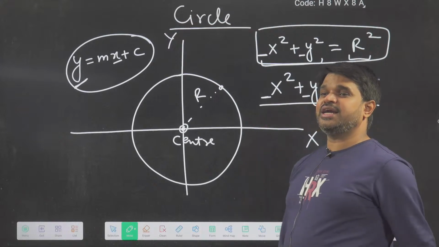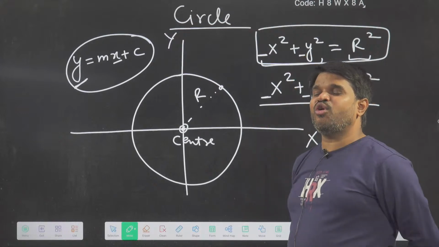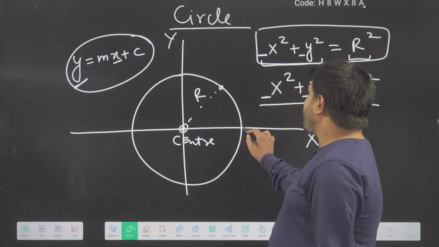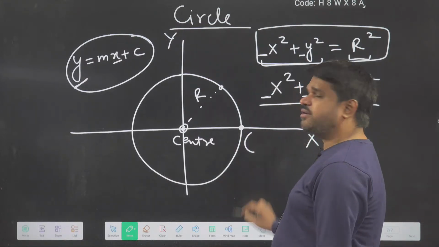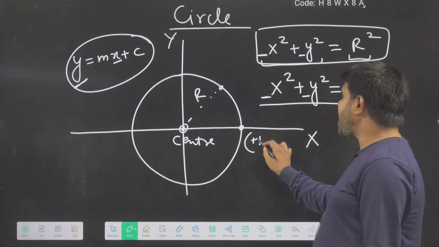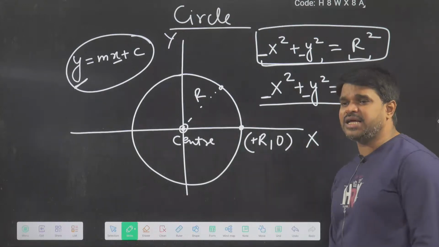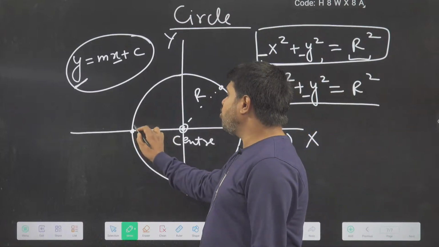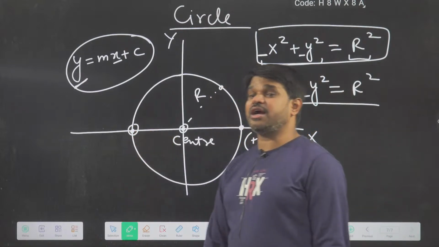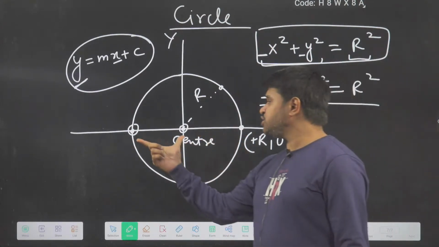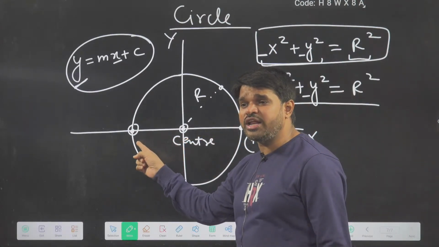Now let's take an example. I am asking for 4 points. Everyone has to tell me those 4 points. What is the coordinate of this point? I am telling you: its coordinate is plus r comma 0. Who will tell me the coordinate of this point? This is radius r, and this is also radius r. Correct coordinate of this point?